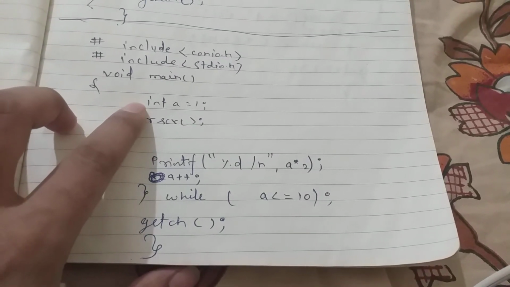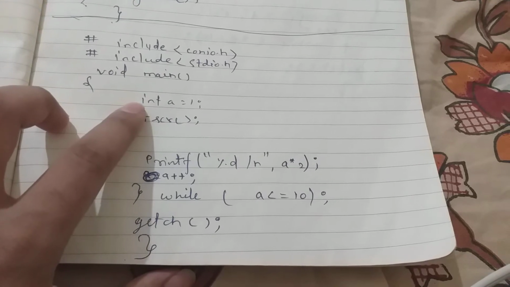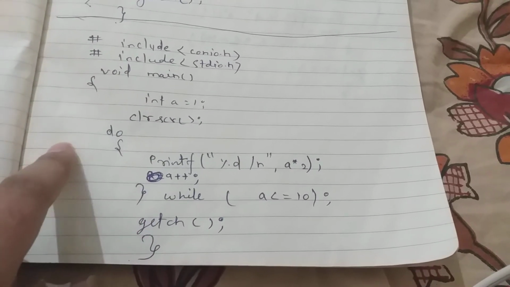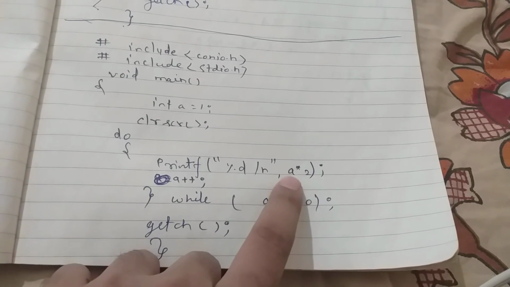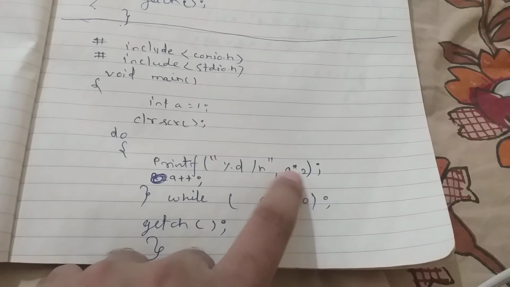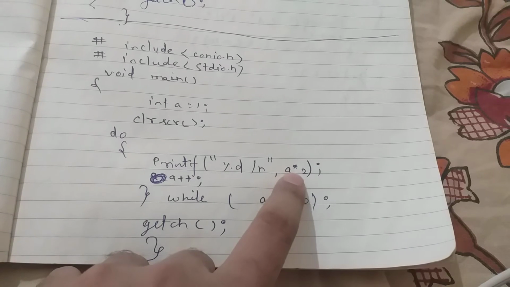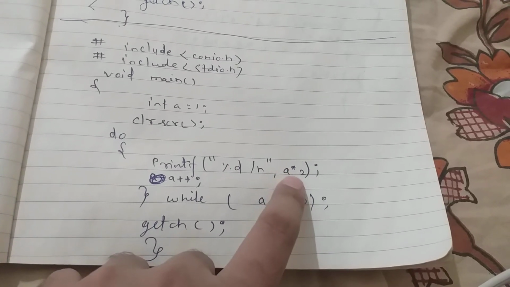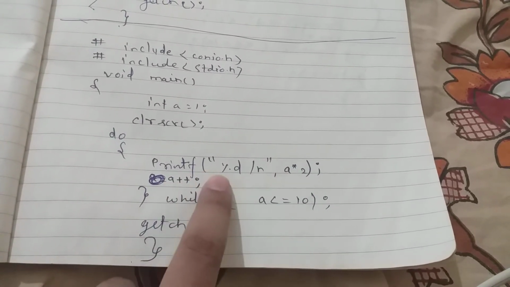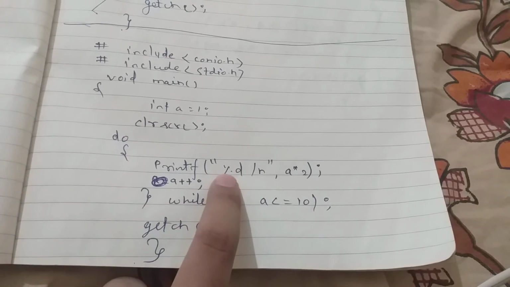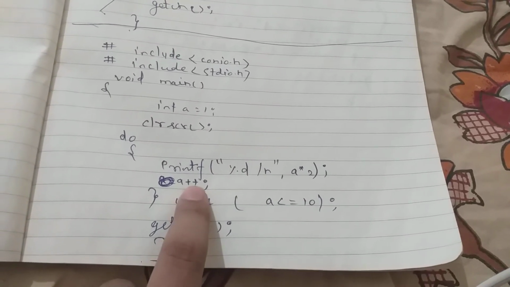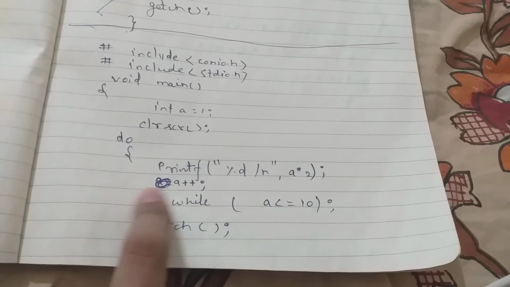I also want to make you understand why we have chosen 1, because we have to start from 2 into 1, and here a into 2. When we put the value of a as 1, the first value we will get is 2 into 1, that comes out to be 2, and we will get 2 in the console. After that, the value of a is incremented to 2.